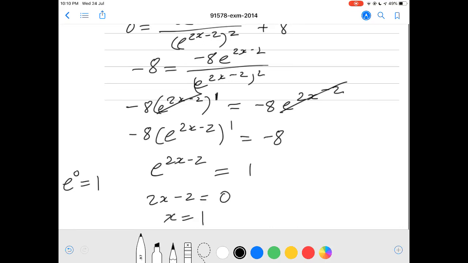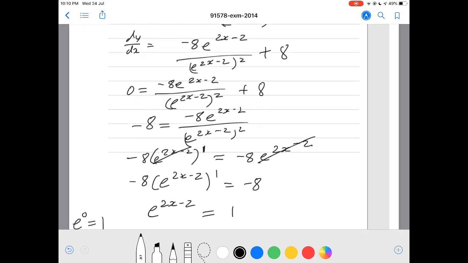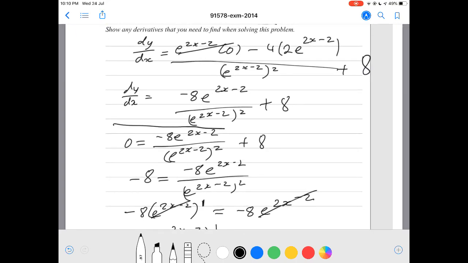And therefore, our x value is actually equal to 1. And if you get your x value equal to 1 there, you'll get your merit grade. To get an achieved grade, you're looking for a correct expression for dy over dx. So getting this correct here will get you an achieved.